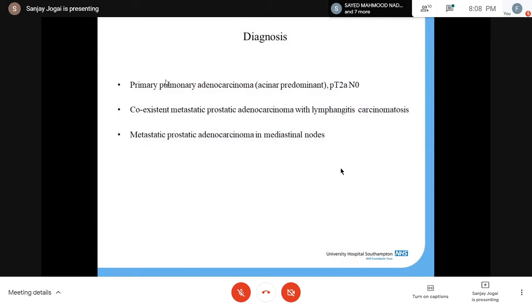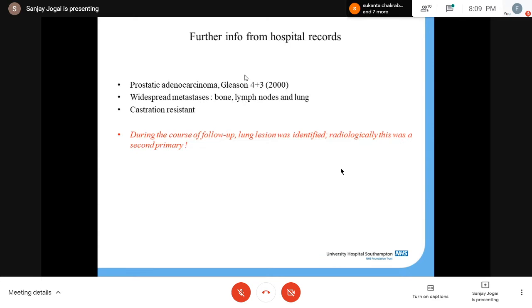So basically what we are dealing with is a primary pulmonary adenocarcinoma, which is acinar predominant, pT2a, with no lung tumor metastasis. But what interestingly this patient had was a coexistent metastatic prostatic adenocarcinoma to the lung with lymphangitis carcinomatosis type spread, and also metastasis to the mediastinal nodes. So then I dug up the hospital records to see what was going on. So the gentleman had a prostatic adenocarcinoma diagnosed in 2000, which was Gleason 4+3. He had widespread metastasis both to bones, lymph nodes, as well as lung. And it was during the course of follow-up that the lung lesion was identified. And imaging-wise, they were very convinced this was a second primary. That's why they went ahead and did the biopsy and the lobectomy.